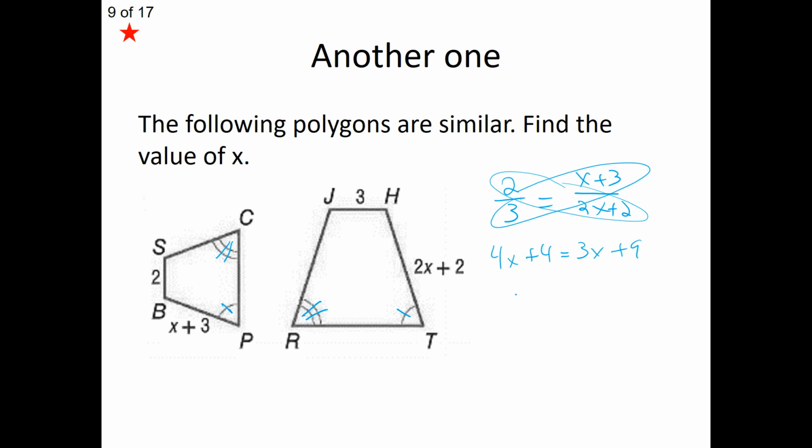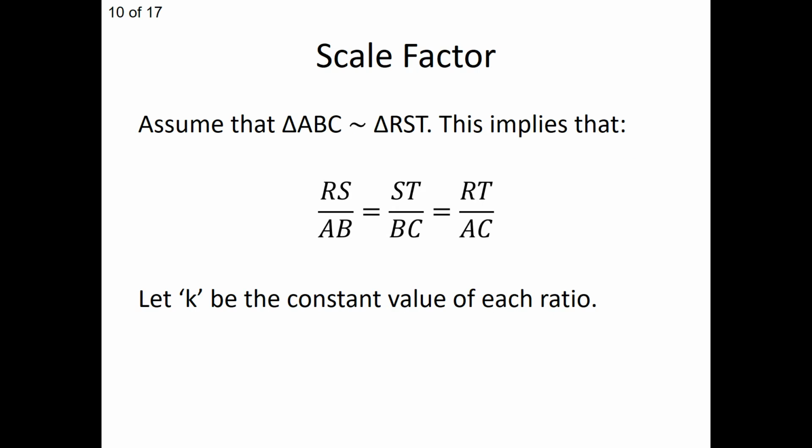I'm going to subtract 3x on both sides. I get x plus 4 is equal to 9. Subtract 4 on both sides, I get x is equal to 5. And there we have it. So using the idea of similarity between these two polygons, we can set up proportional sides and solve for missing values. Now, let's move on to something called a scale factor.